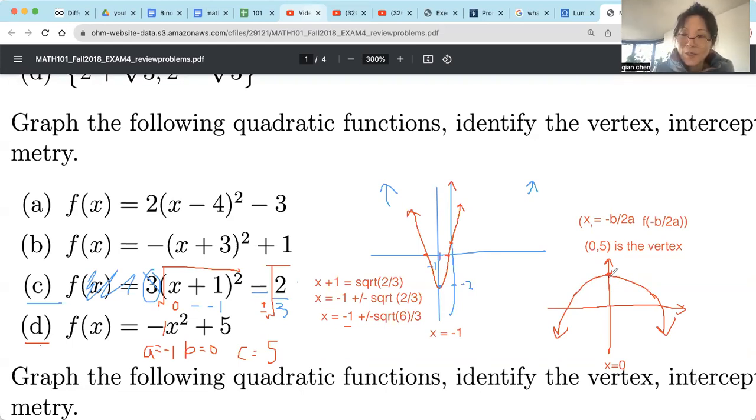Now let's find our x-intercept. X-intercept means we set the function value to be 0. So we get x squared equals 5. We square root both sides. So we get positive square root of 5, comma 0 as one x-intercept, and the other x-intercept is negative square root of 5, comma 0. Okay, so this is the graph of D.